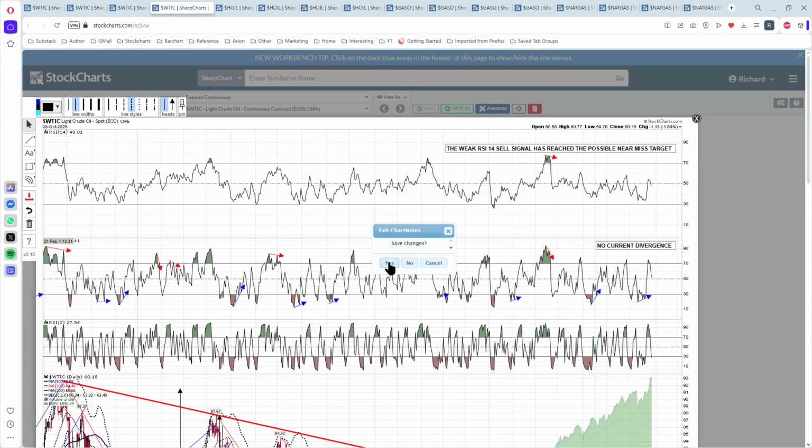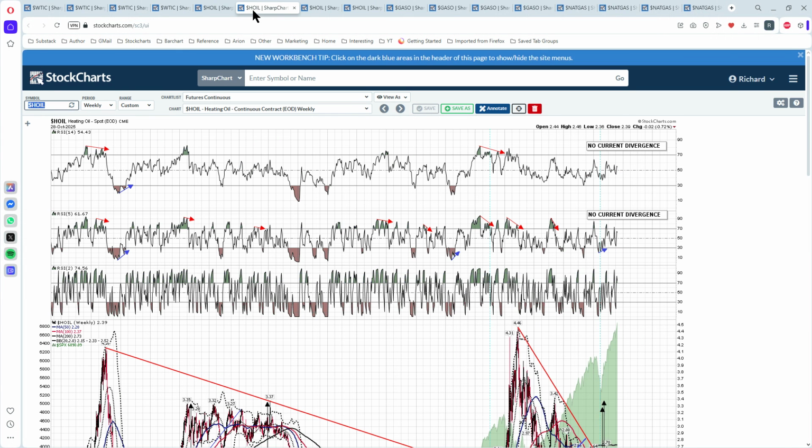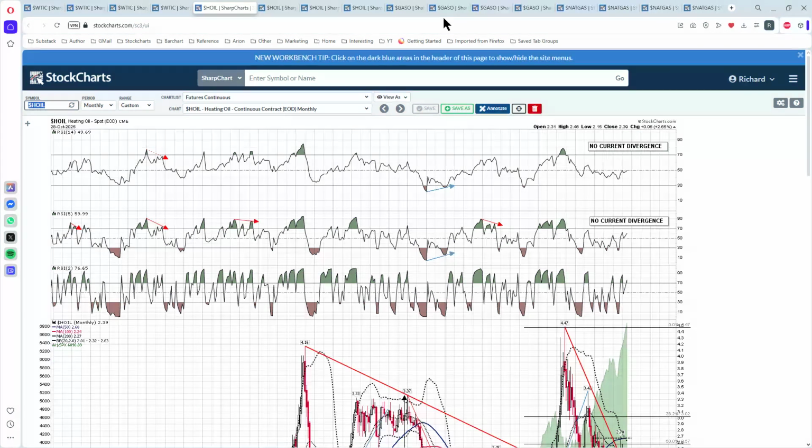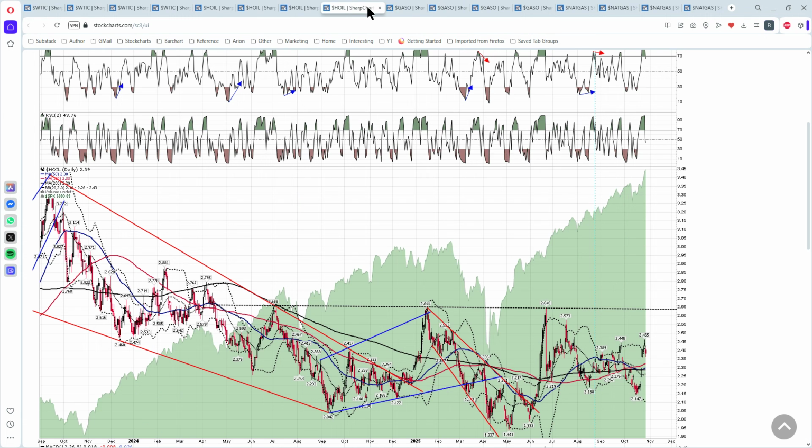In terms of heating oil, WTIC, and gas oil all have this initial wedge, which is broken up and is forming a reversal pattern. In all probability, or at least that would be the natural sequence. What have we got on heating oil? We've got a nice looking inverted head and shoulders. Hasn't broken up yet, but it's thinking about it.